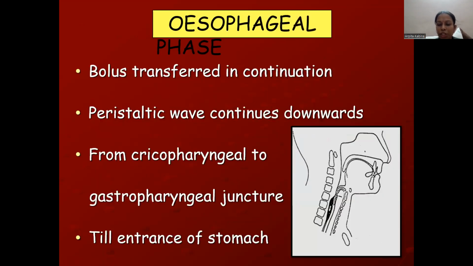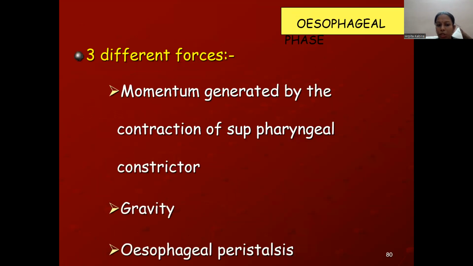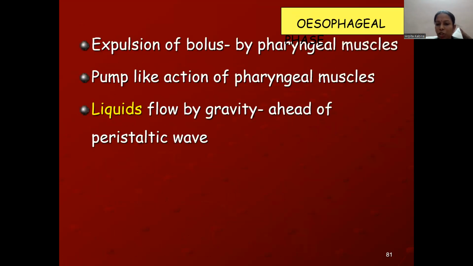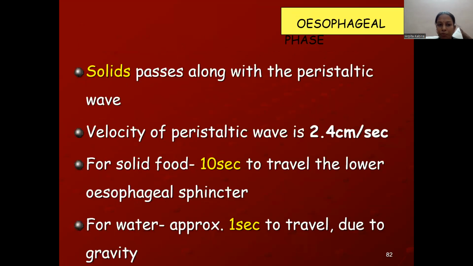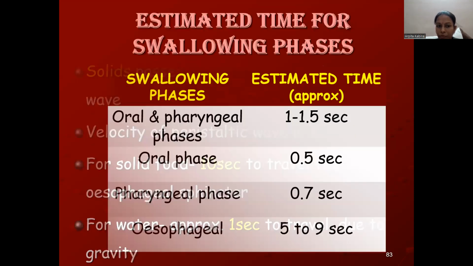Then we have the esophageal phase, wherein the bolus is transferred in continuation with the help of the peristaltic wave, through the cricopharyngeal and gastroesophageal junction, until the entrance of the stomach. Three different forces act: the momentum generated by the contraction, gravity, and esophageal peristalsis. Expulsion of the bolus takes place and liquids flow by gravity ahead of the peristaltic wave. Solids pass along with the peristaltic wave, and the velocity is approximately 2.4 centimeters per second.